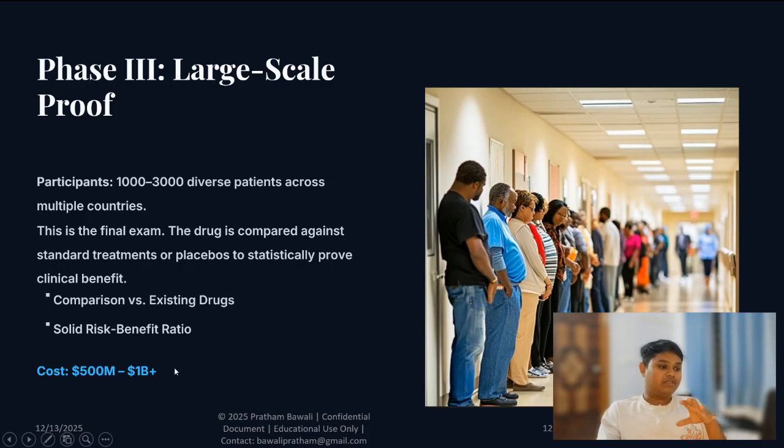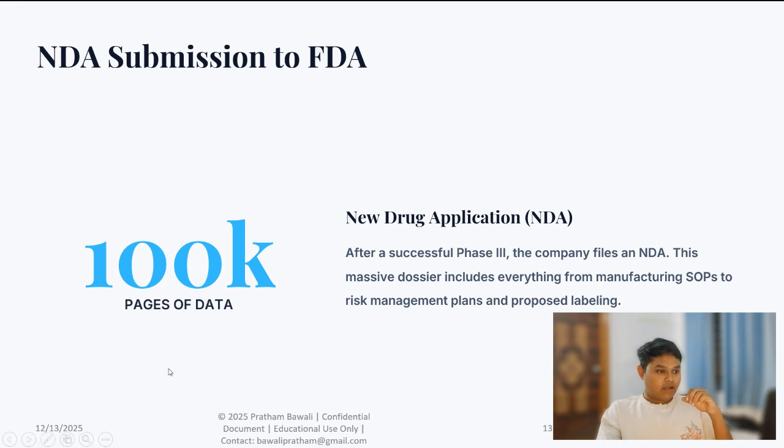$500 million to $1 billion. This is just a number, but in each and every case it has been more than 1 billion to 2 billion, 2 billion plus dollars. Now, if your drug survives that, then comes the NDA submission to the FDA, which is a new drug application. It may consist of lakhs of pages of data. After a successful phase 3, the company files an NDA. This massive dossier includes everything from manufacturing SOPs to risk management plans and proposed labeling also.